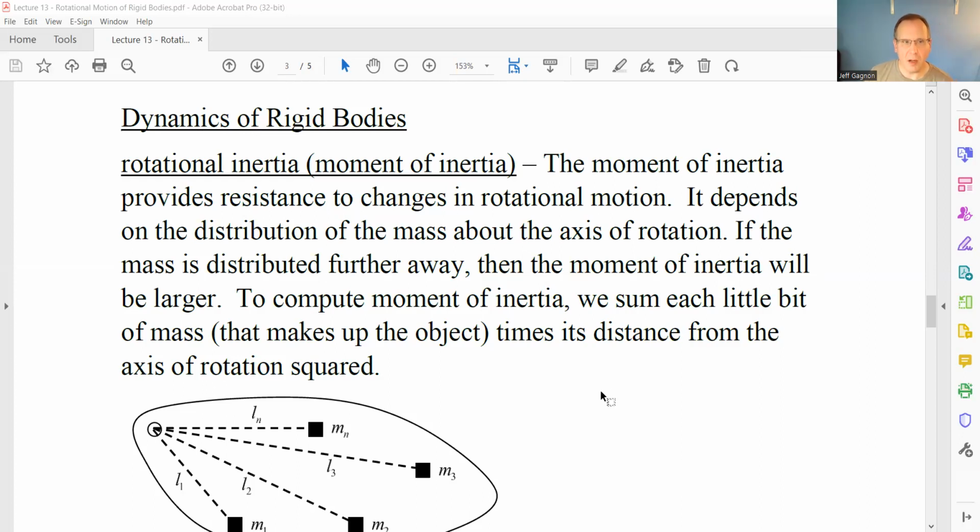So one of them is called the rotational inertia, or a more common name is the moment of inertia of some extended body, some rigid body, some object. So the moment of inertia basically provides a resistance to changes in rotational motion. And it depends on the distribution of the mass about the axis of rotation. If the mass is further away, then the moment of inertia will be larger. If the mass is distributed such that it's closer to the axis of rotation, then the moment of inertia will be smaller. Okay, so how do we compute the moment of inertia?